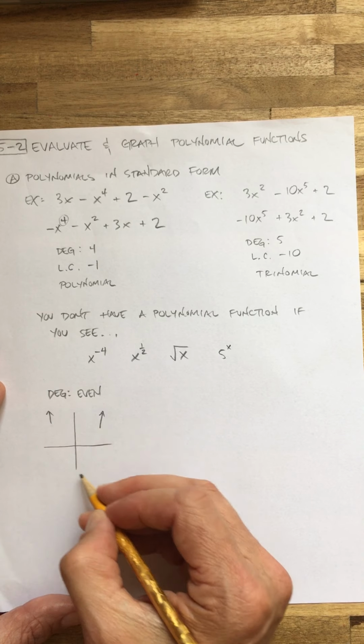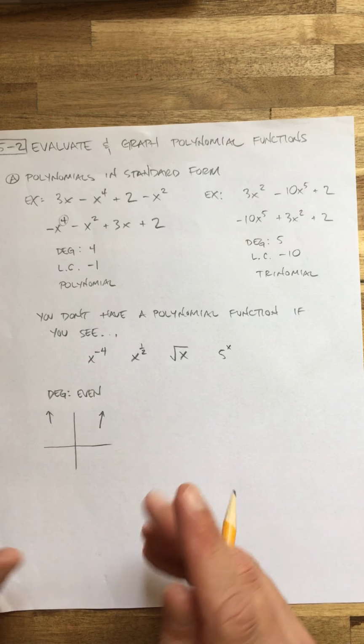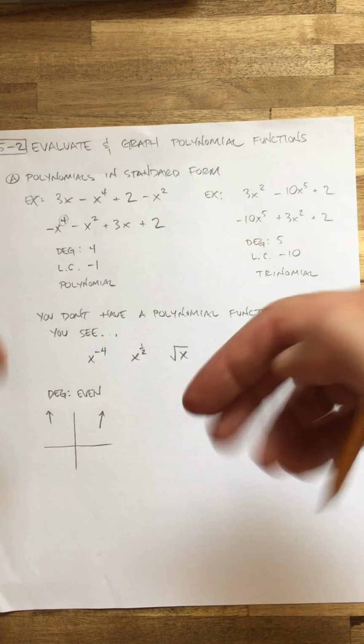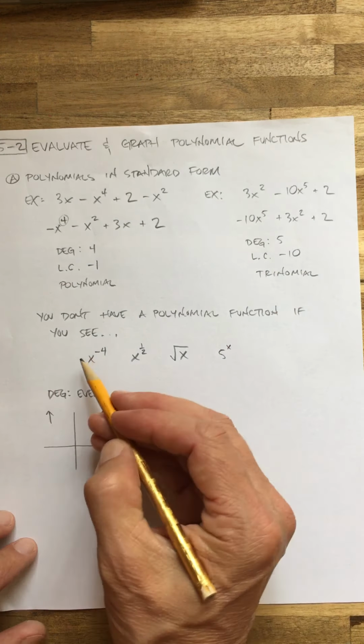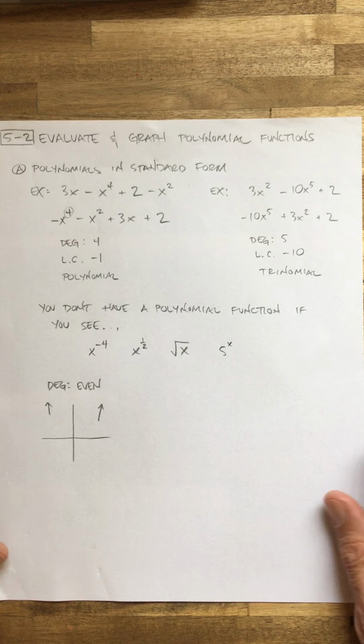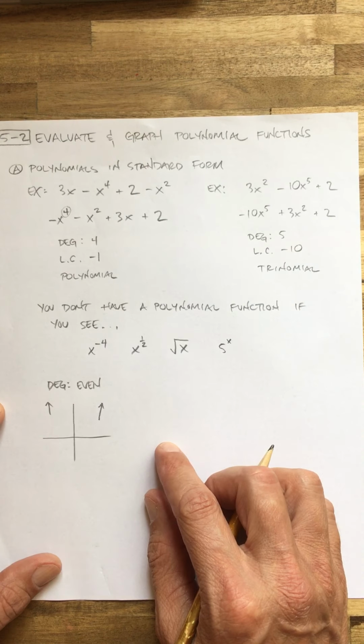I mean, imagine a parabola, which is just the U shape. It's going to either both go up or both go down. So if this guy right here is negative, these arrows are actually going to be pointing down. So that's if you have a degree that's even.